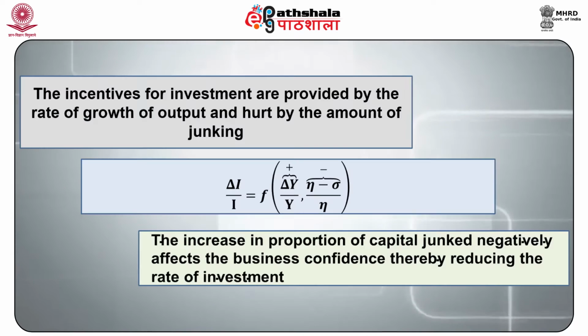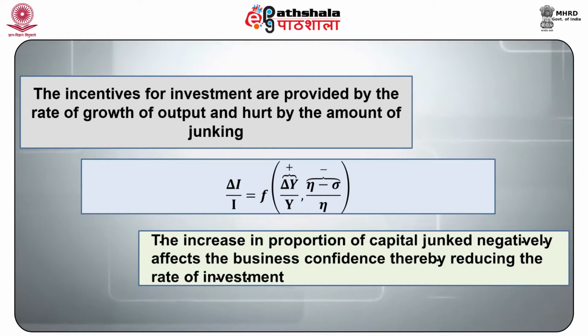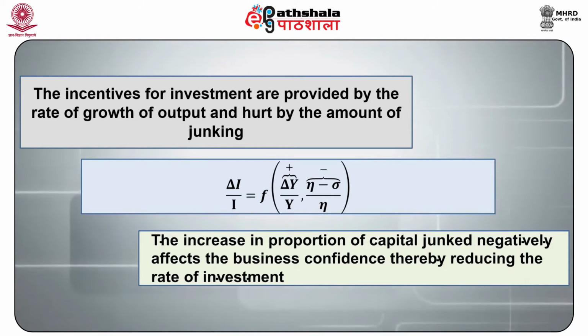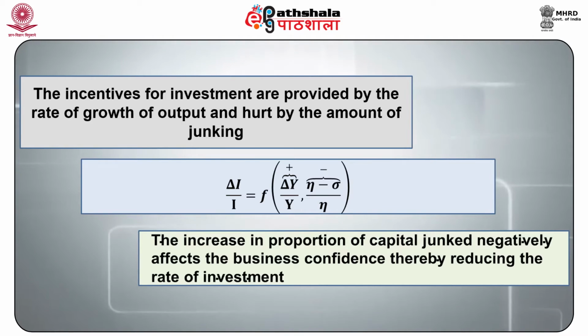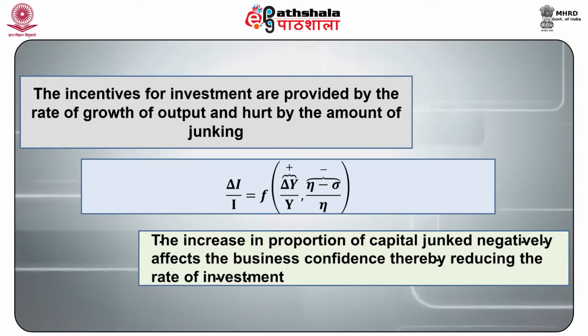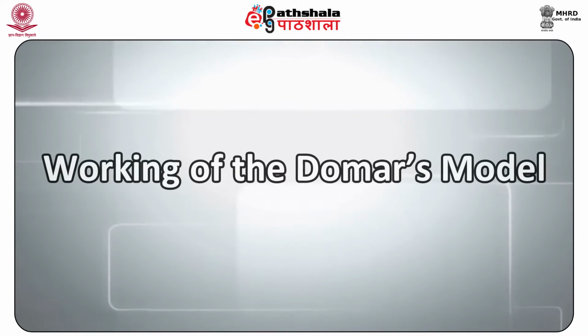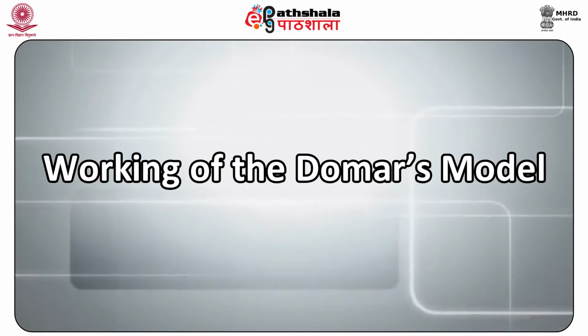The seventh feature is the incentives for investment are provided by the rate of growth of output and hurt by the amount of junking. We may write that delta I upon I is a function of delta Y upon Y, which has a positive influence, and this is also a function of nu minus sigma divided by nu, which would be having a negative influence. The increase in proportion of capital junked negatively affects the business confidence, thereby reducing the rate of investment. Now, we will discuss the working of the Domar's model.